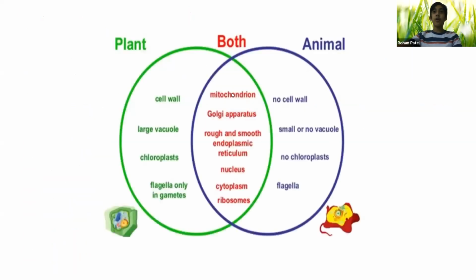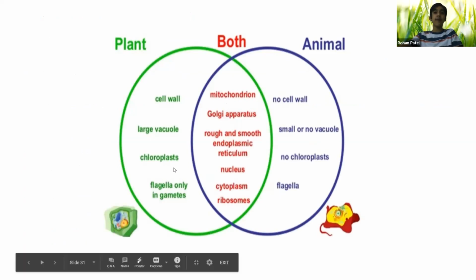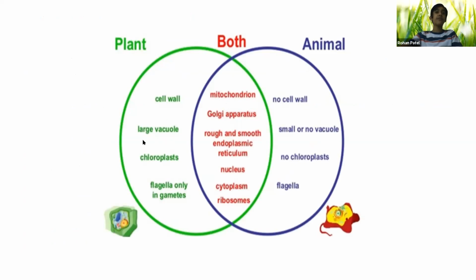So in both there are mitochondria, Golgi apparatus, our endoplasmic reticulums, nucleus, cytoplasm, and ribosomes. We have no cell wall, no chloroplast, no vacuoles. Flagella are in both, except in plant cells, only in gametes. Cell walls, large vacuoles, and chloroplasts.